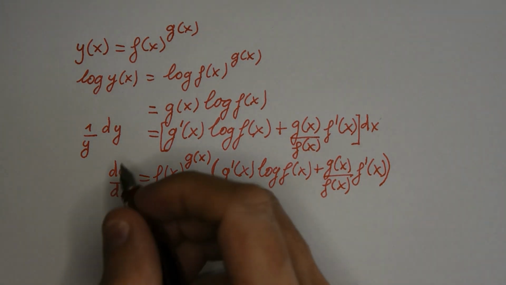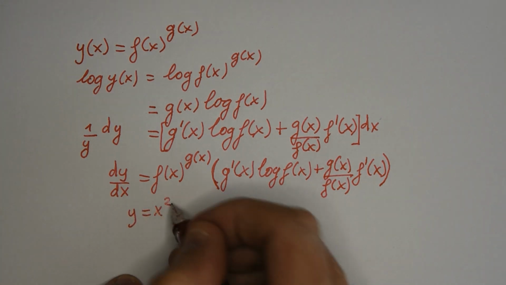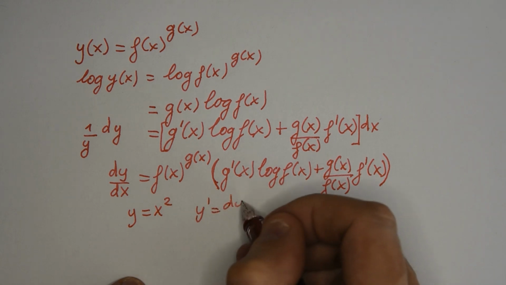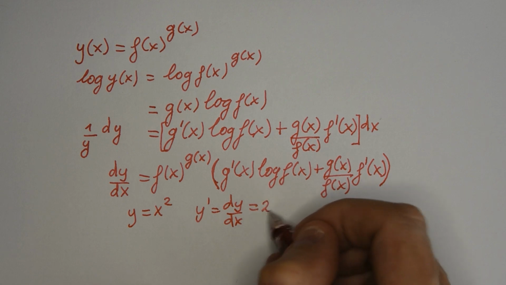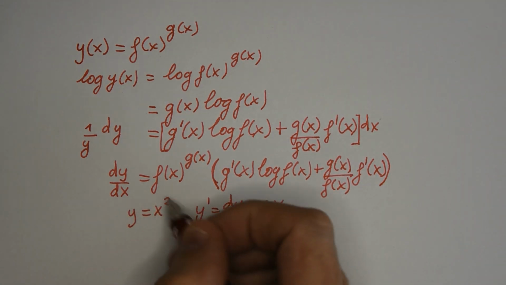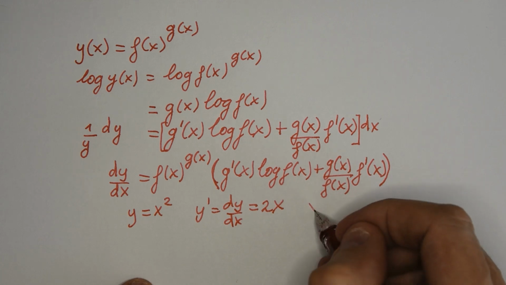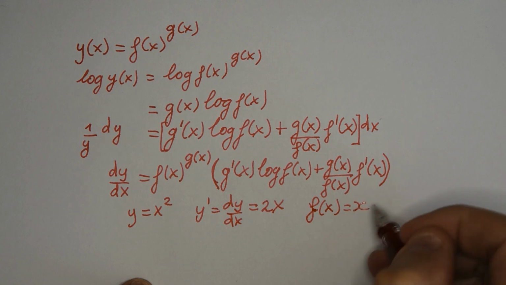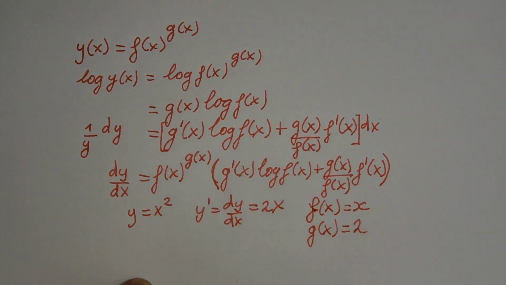Let's check it with one very simple example. Let's say y is x squared. We know that the derivative of y, which is dy/dx, equals 2x. Looking at f(x) to the power of g(x), we can identify f(x) with x and g(x) with 2.